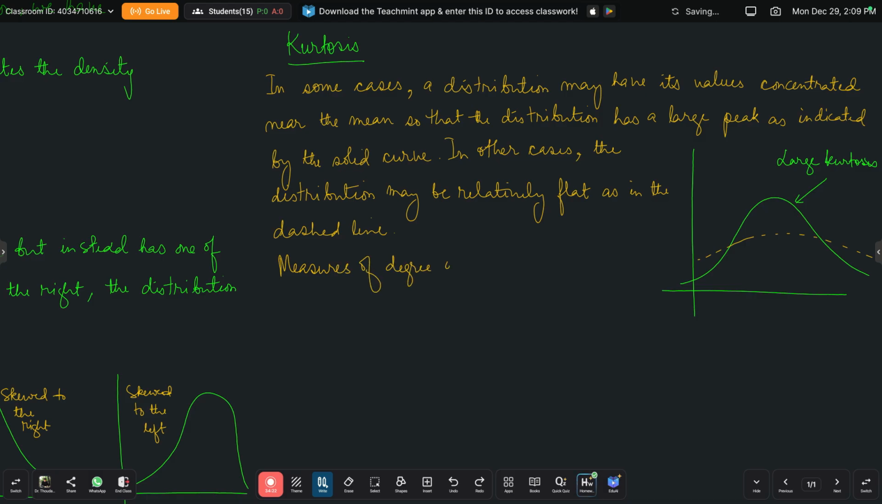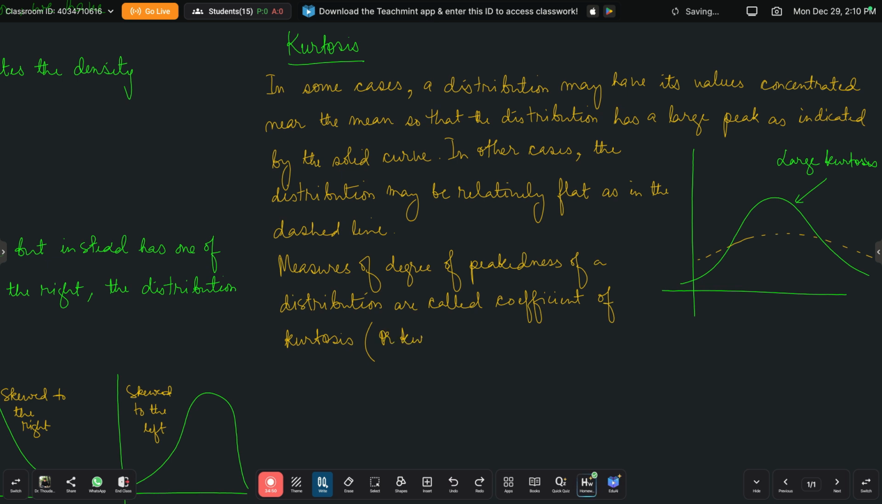Measures of the degree of peakedness of a distribution are called, as you may have guessed, the coefficient of kurtosis, or simply kurtosis. The measure is mu to the power 4 divided by sigma to the power 4. Next class today we'll do only calculations.